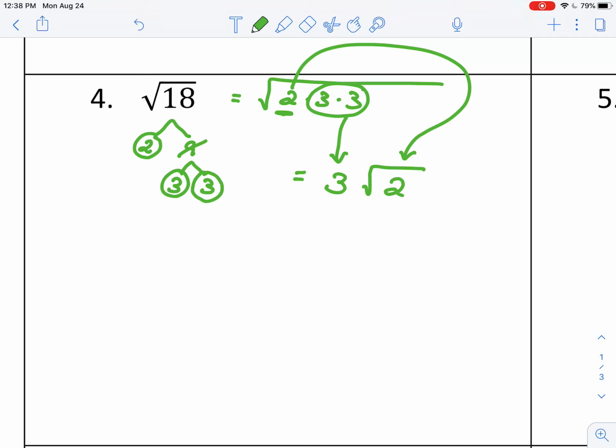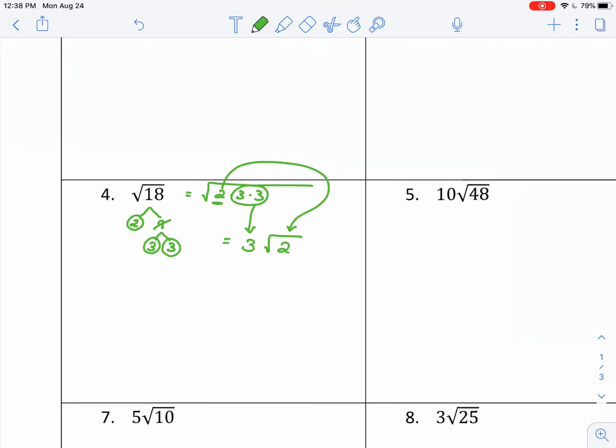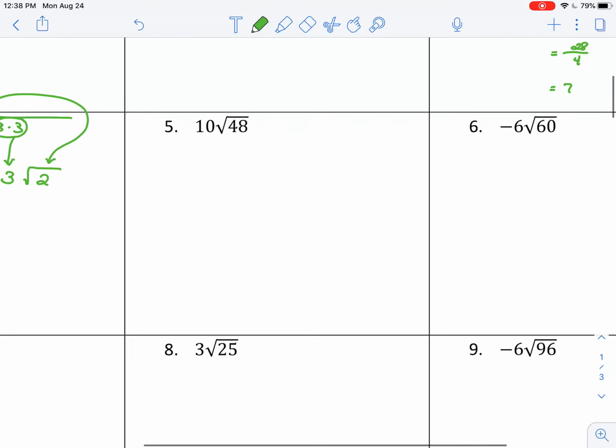And if you would type that into a lot of calculators, not all of them, but a lot of them, it would tell you 4.2426406, and it's a horrible decimal that we don't want. This is the simplified answer, not a rounded answer. So this is the process of simplifying radicals.